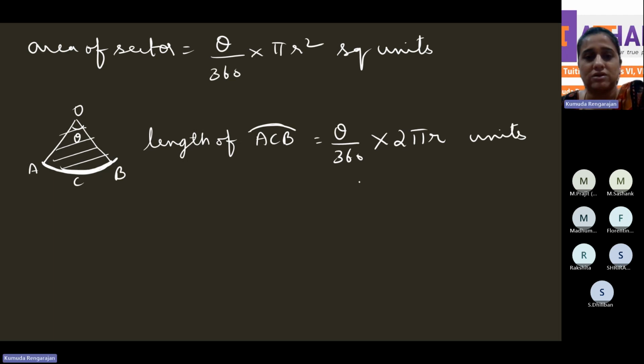Length is one dimensional, length of arc. So it's not square units, it's not area, just units. Theta by 360 into 2 pi r units. Make a note, children.